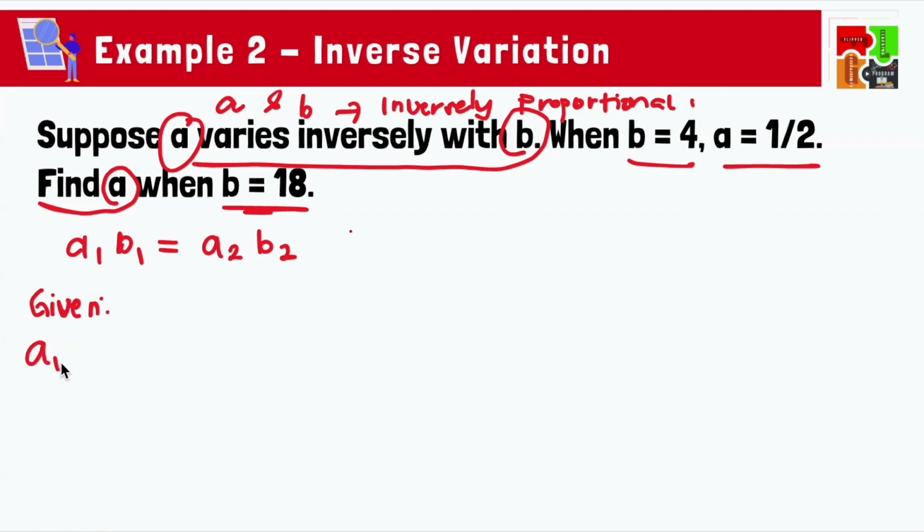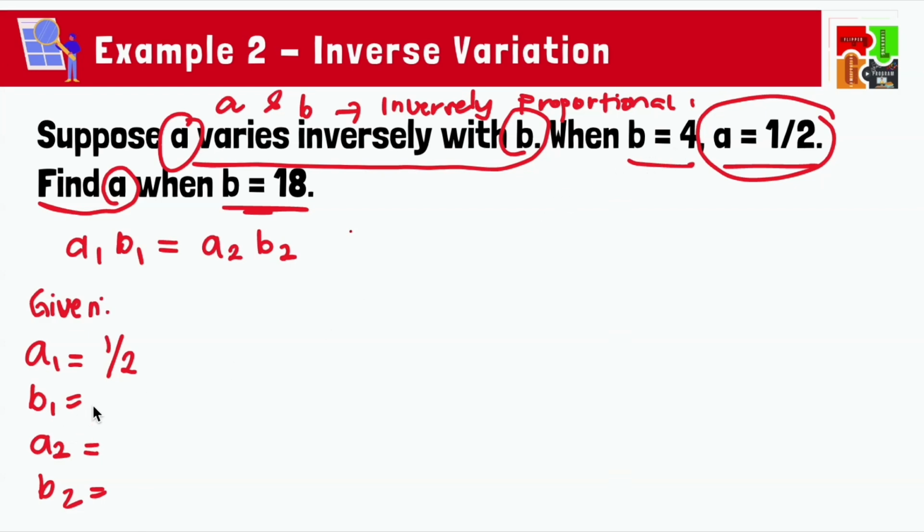So, A of 1, of course, hanapin din natin yung B of 1. Ano ba yung A of 2? Ano ba yung B of 2? Okay? So for us to find this, let's read the given. A of 1, merong given na A dito. Unang A is 1 over 2. Next, yung B of 1, that is 4. Okay, ito yung A of 1, this is B of 1.